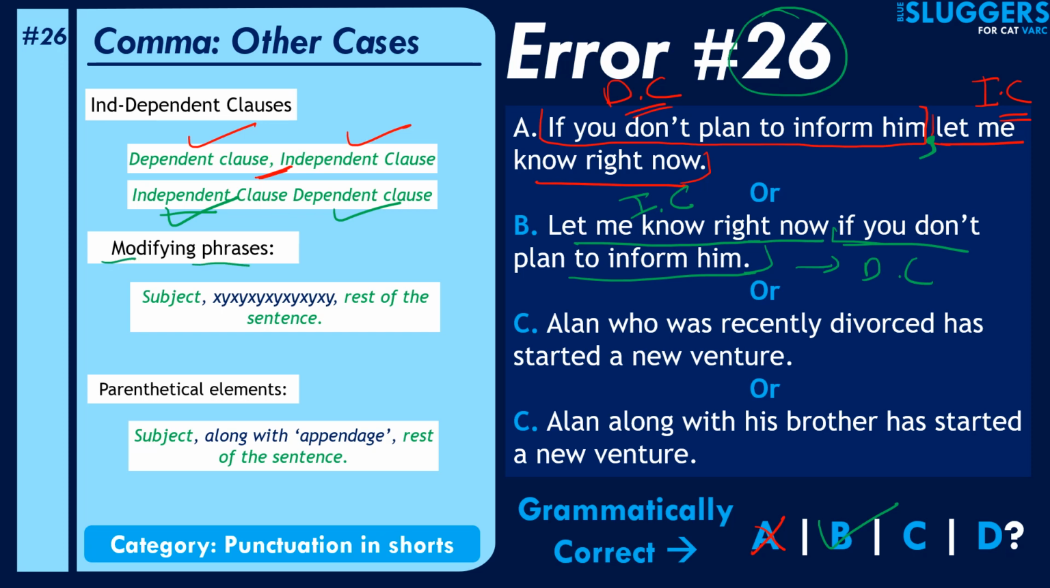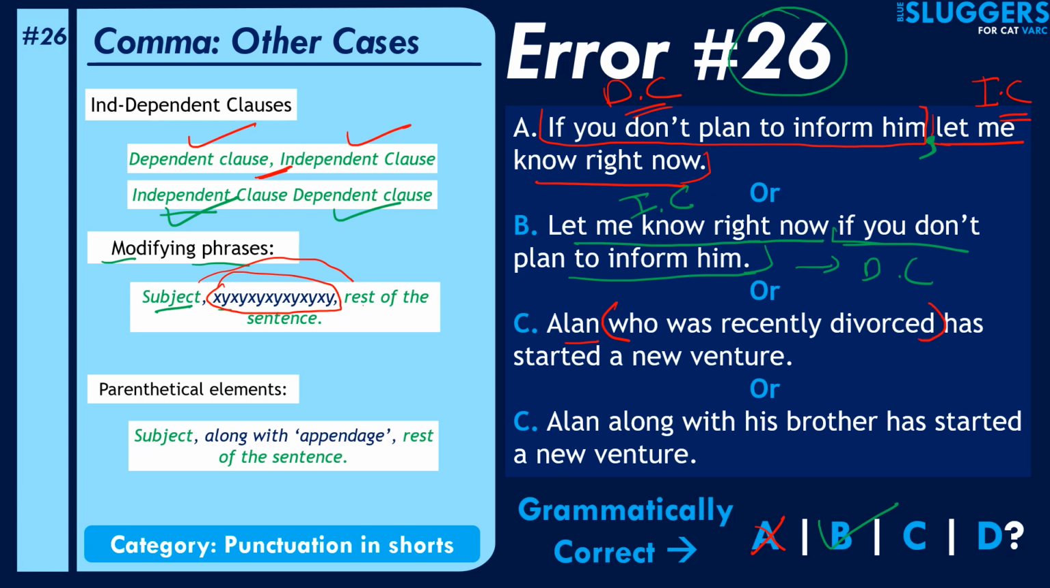Next one, modifying phrases. Sometimes you have sentences in the format where you have some sort of subject here, and then some extra information which is provided about the subject somewhere here. Then again the sentence starts again. For example, look at this one: Alan, who was recently divorced. Now this is the extra information.